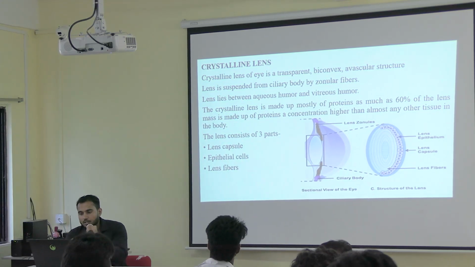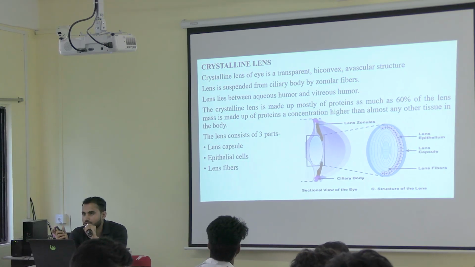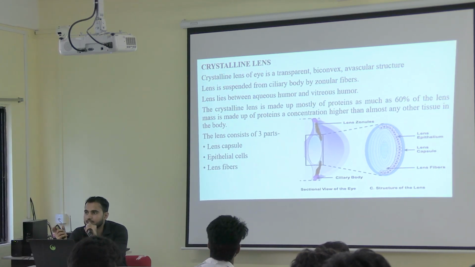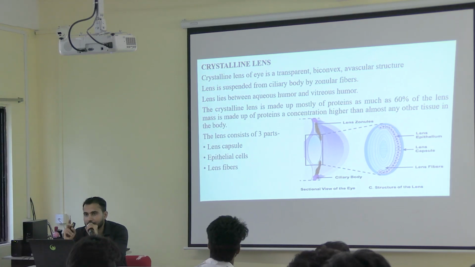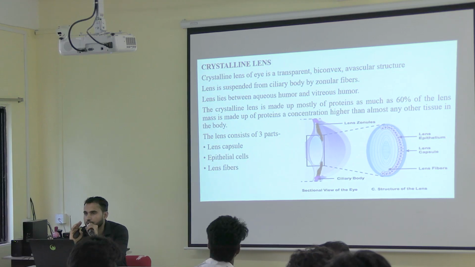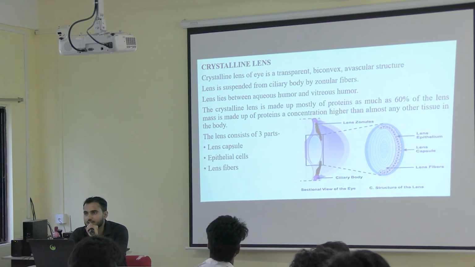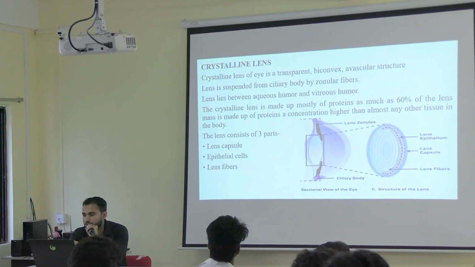Now the crystalline lens, mostly it is made up of protein. 60% of the mass of the crystalline lens is made up of protein. It is the tissue which is having the most amount of protein in our body. कोई भी टिश्यू ले लो, सबसे ज़्यादा प्रोटीन रहता है क्रिस्टलाइन लेंस में, about 60%.